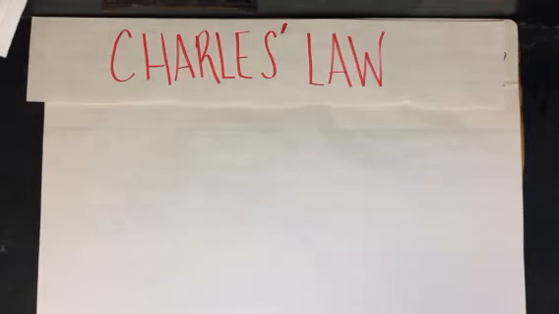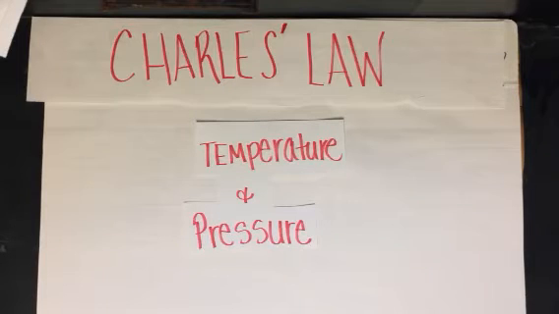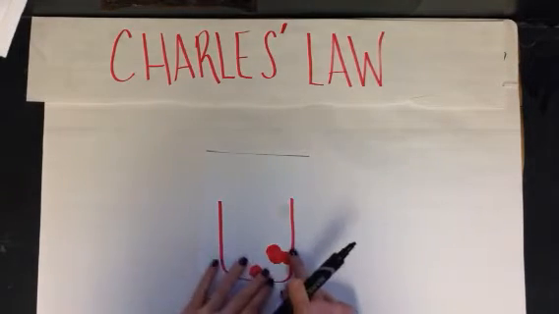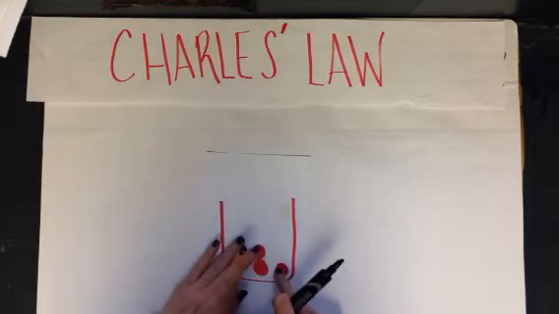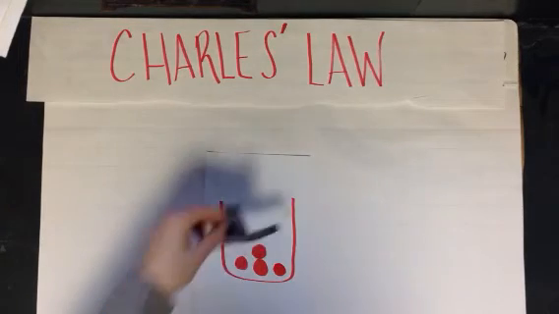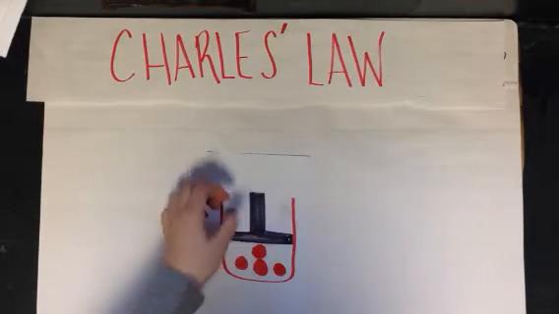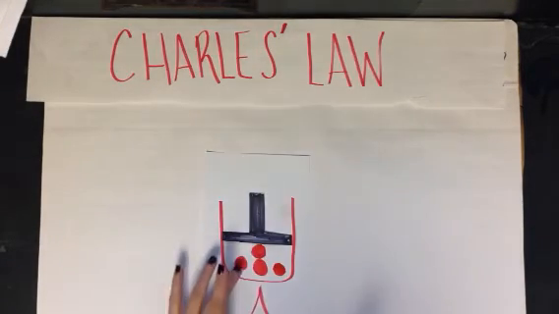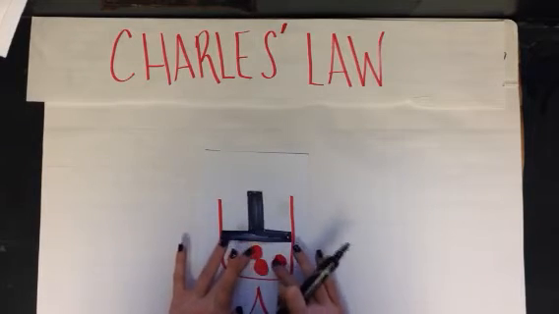Okay, so now let's actually dive into Charles' law. Charles' law talks about two variables. They are temperature and pressure. So let's take a look here at my beaker full of gas. And if I heat my beaker full of gas, we're going to put this little plunger, push down this plunger. Here's my volume. And I'm heating up my gas, and it's moving around and moving around.